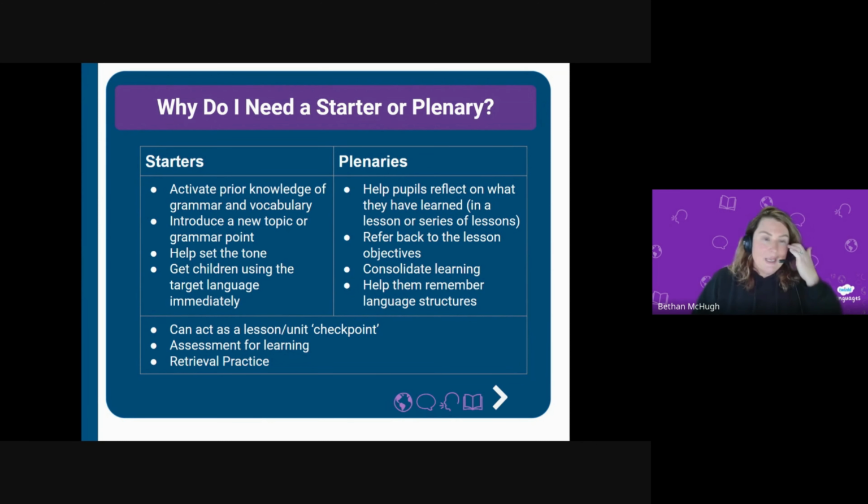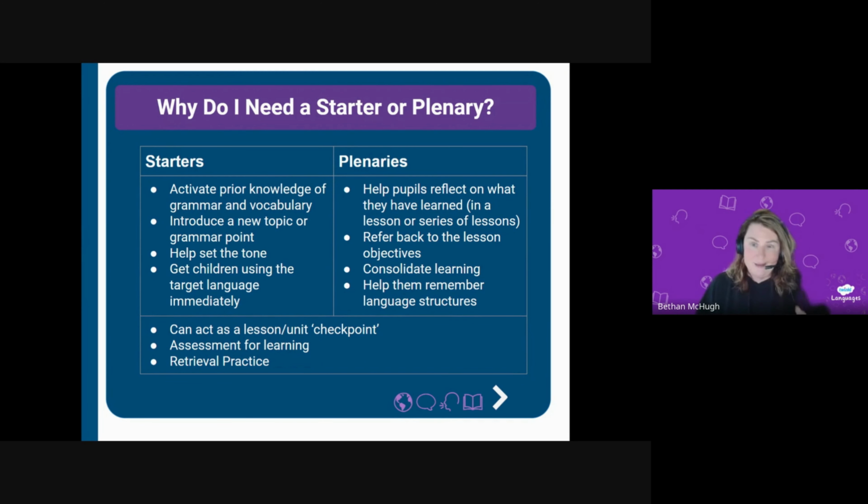If you're going to introduce a new topic or grammar point, then a starter is a great way to introduce that. You can use the time to do a little bit of an intro into that, so it can be really helpful. Generally, as I've said, it sets the tone for your lesson, and you're getting children using the target language immediately.